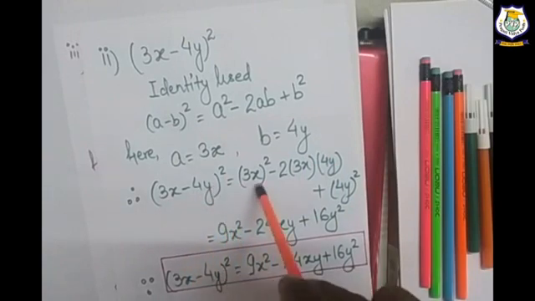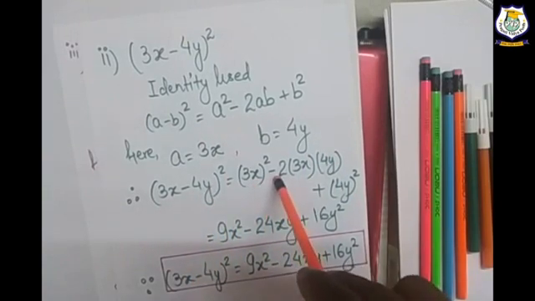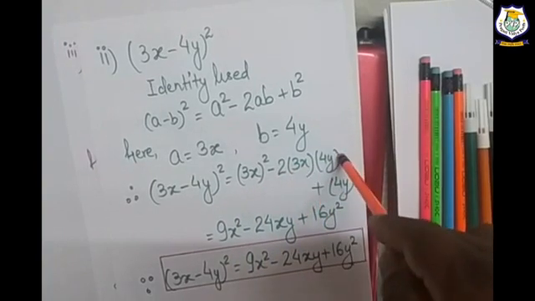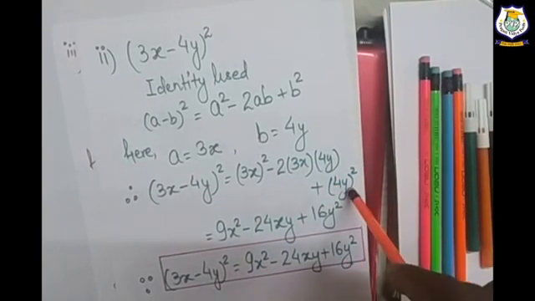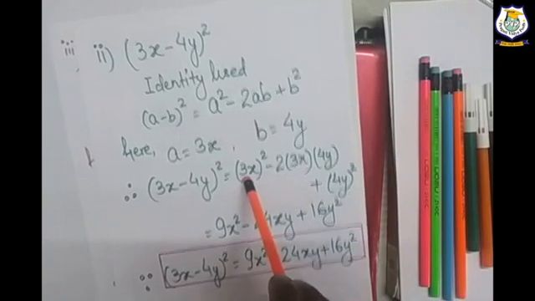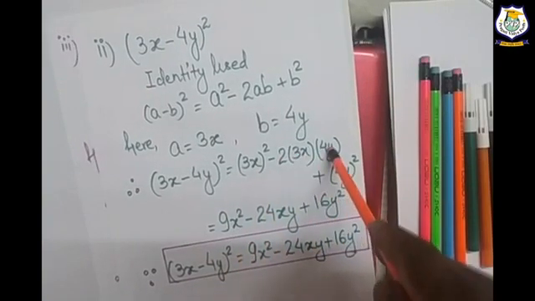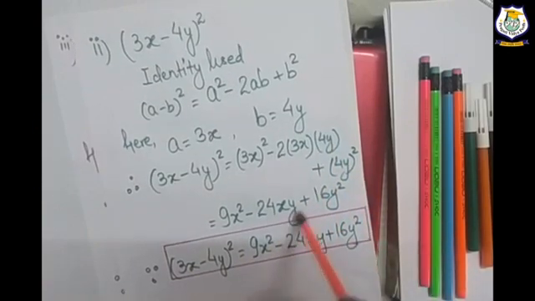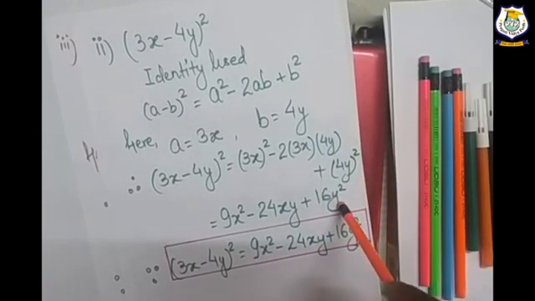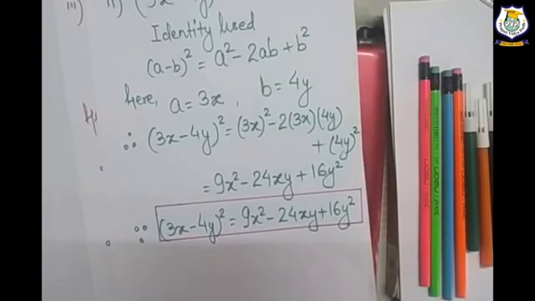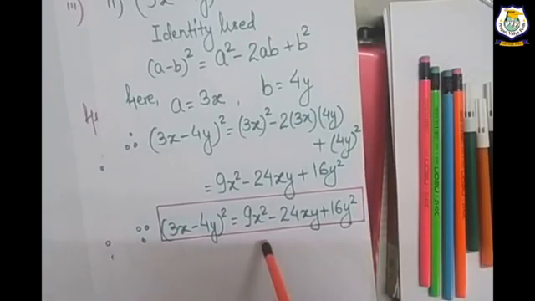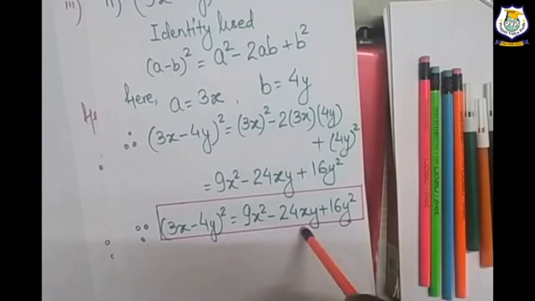So now, using 3x and 4y in place of a and b, we have 3x minus 4y whole square equals 3x whole square minus 2 into 3x into 4y plus 4y whole square. 3x square means 9x square. 3 times 2 is 6, times 4 is 24, so we have 24xy. 4y whole square equals 16y square. So the final answer is 3x minus 4y whole square equals 9x square minus 24xy plus 16y square. This is the final answer of this question.